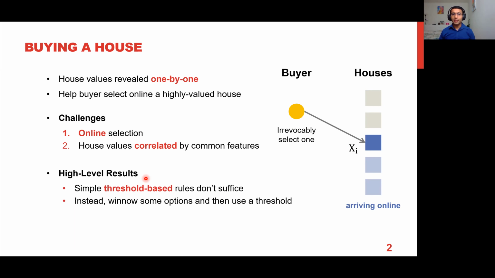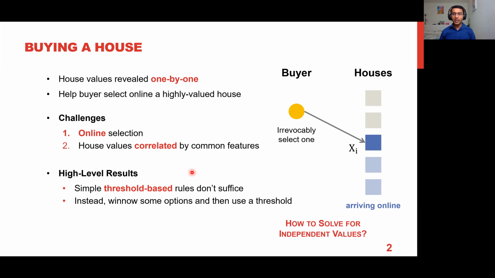What's known is that in general, if these house values are independent, then there are some threshold-based algorithms that really work well. For example, in the extreme case, if you knew all the values of the houses, then you could just set a threshold at the highest valued house and just purchase that one. So that was awesome. But in general, what we show is that if there are correlations, these threshold-based algorithms don't work. Instead, what you have to do is somehow randomly winnow some of these options and then run a threshold algorithm. And those algorithms work pretty well. The general threshold algorithms do not.